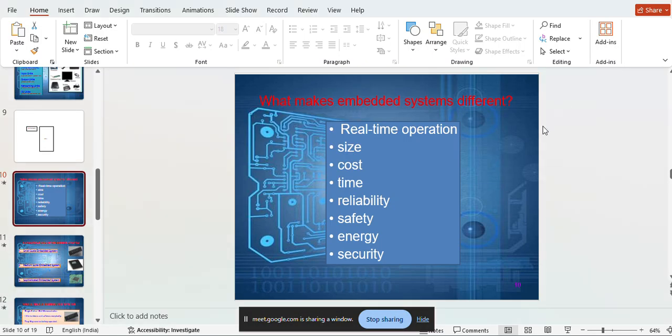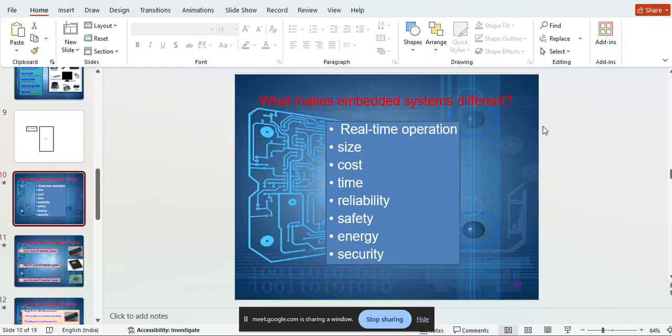Okay? So live telecast comes under the real-time operations. Here the live data will be shown. That's why we call it real-time operation. Next, size. When it comes to size, embedded systems are very small. As compared to microprocessors and all, controllers are very, very small in size.